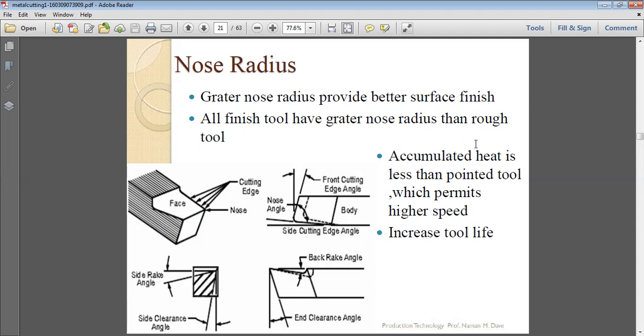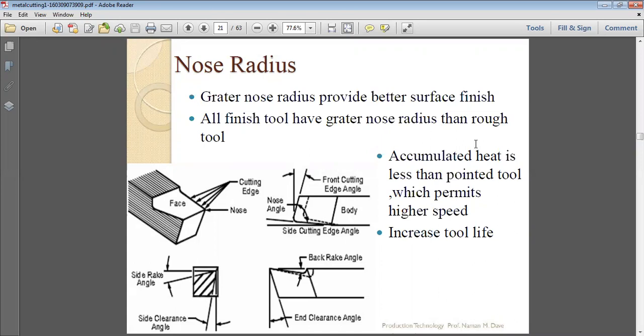All finish tools have a greater nose radius than rough tools. We have two types of tools: the purpose of a rough tool is to take off the maximum chip of the material, the maximum material of the workpiece. But for finish tools, we have blunt tools with an increased nose radius, so that although they may also chip off material from the workpiece, it is at a lower value. So accumulated heat is less than in a pointed tool, which permits higher speed and increased tool life.